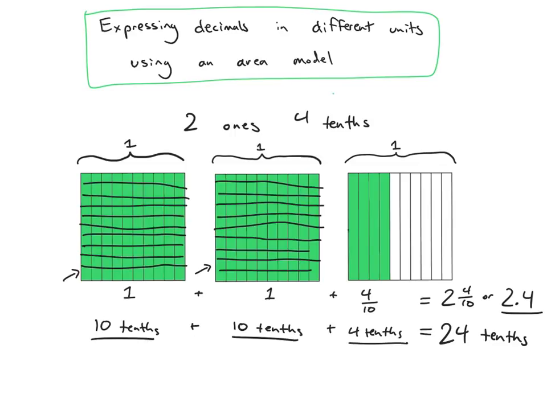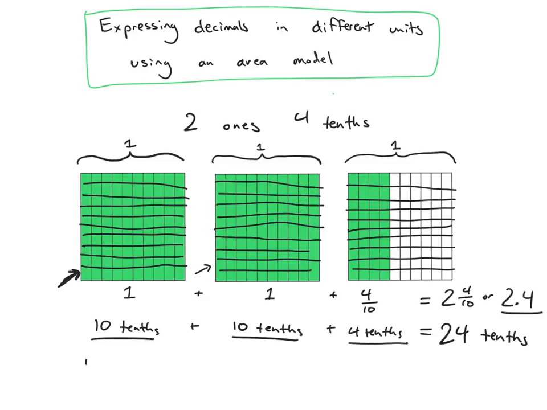Got my partitioning at 10 horizontally, and to split these tenths into hundredths. So there you have it. I've split all of those into hundredths. And so if you think about this area model, this square, in terms of hundredths, we now have 100 hundredths. Same thing with the second one. We have 100 hundredths.